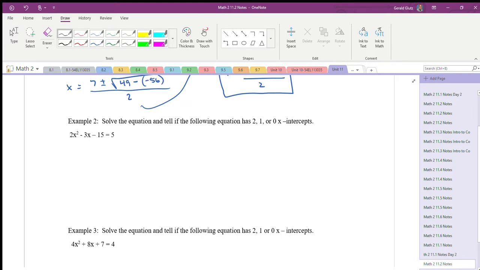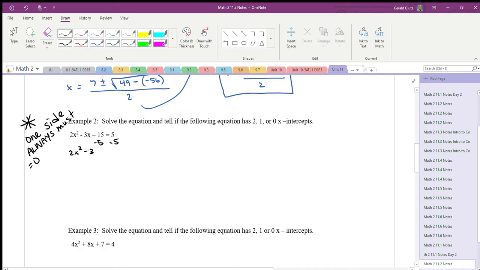So example 2. Oh, very important thing. When you're doing the quadratic formula, one of the sides has to always equal 0. So write that down, make note of that. Right now, I cannot do the quadratic formula because I do not have one side equal to 0. So I'm going to have to subtract 5 on both sides to get that right side equal to 0. So 2x squared minus 3x, negative 15 minus 5 is negative 20. Now we have one side equal to 0.